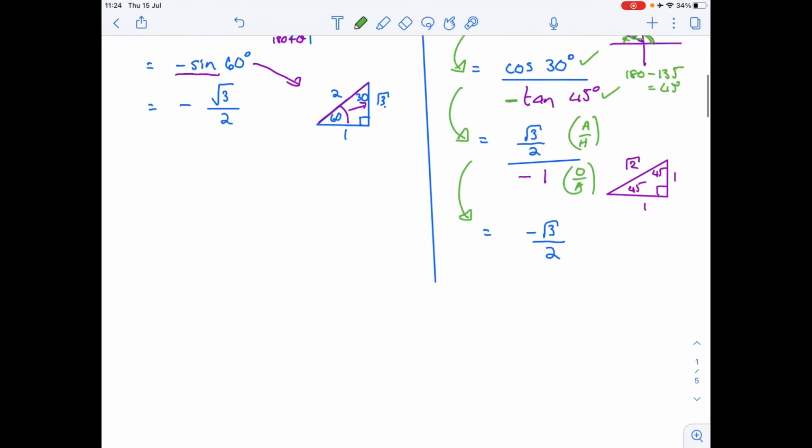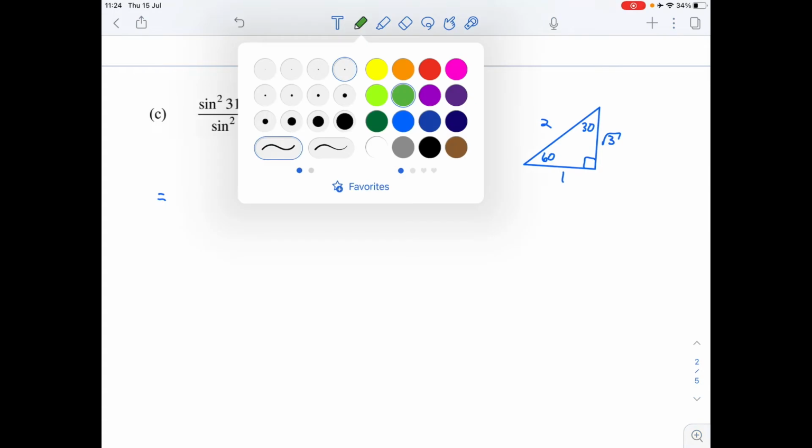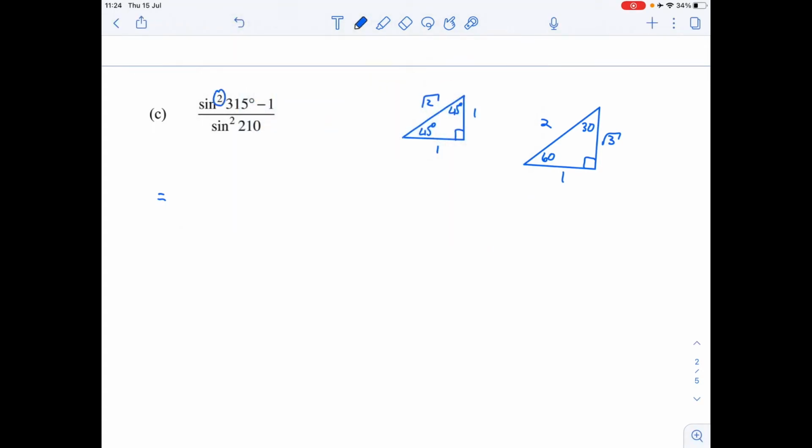Let's do a third one together, number C. Now this has got squares in it. Let's see how that affects things. Remember, just an aside over here, if we have sine squared of 315 degrees, that's exactly the same as having the sine of 315 and then squaring the answer. That is exactly the same thing. So first thing we need to do here once again is reduce. Reduce, reuse, recycle. Okay, so we're reducing here, our reduction formula.